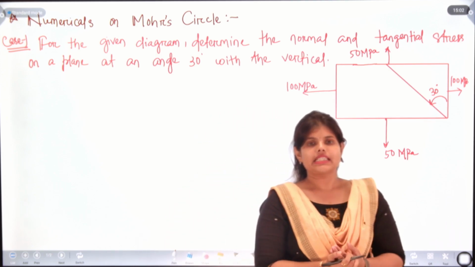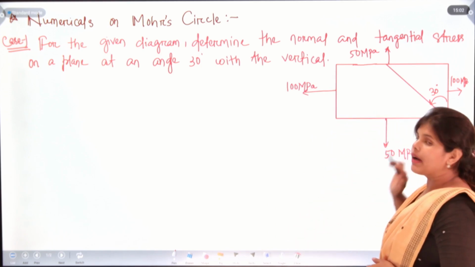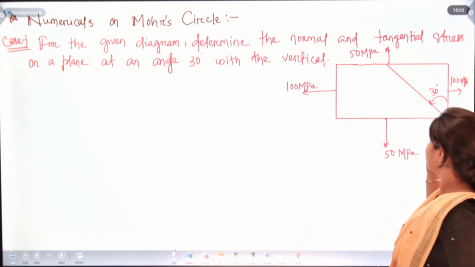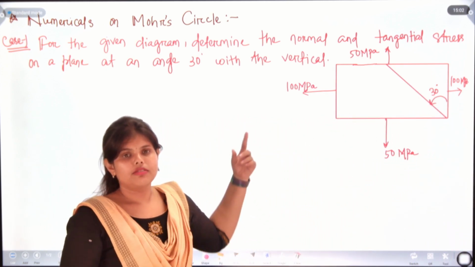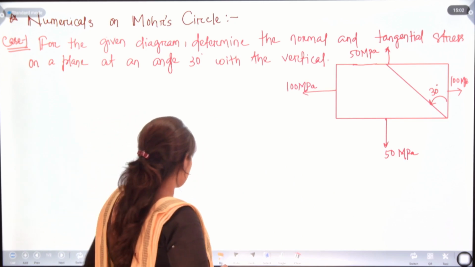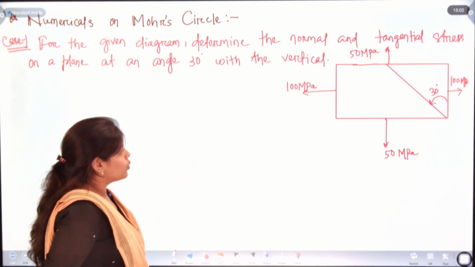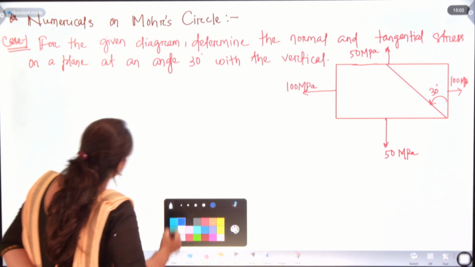So, in this class, we will discuss one numerical on a member subjected to biaxial stress, an application of biaxial stress, but using the Mohr circle method. We can solve it using the analytical method, but here we will solve this with the Mohr circle method. So, first, what are the given data here?